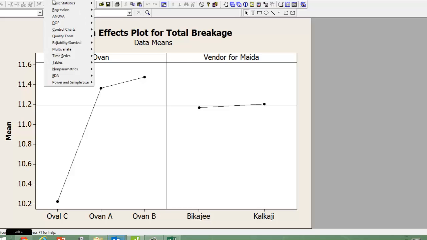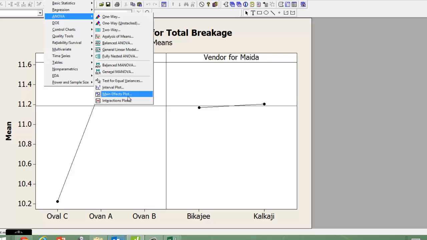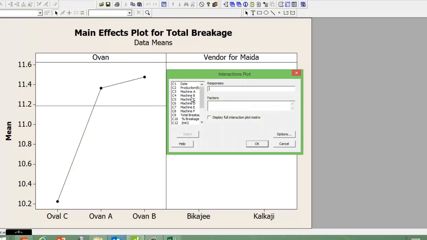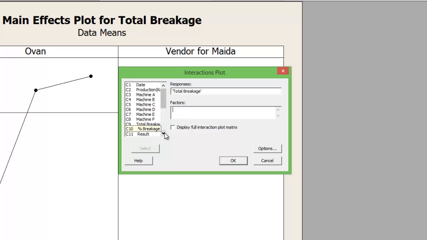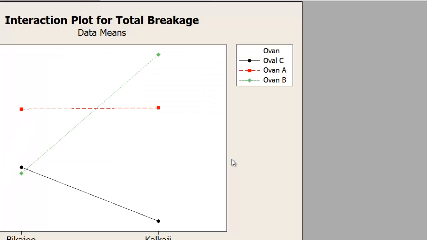While if you seek to identify the interaction between them, go back to ANOVA, go to Interaction Plot, and do the same thing: percentage breakage by oven and vendor for one of my inputs, Maida.